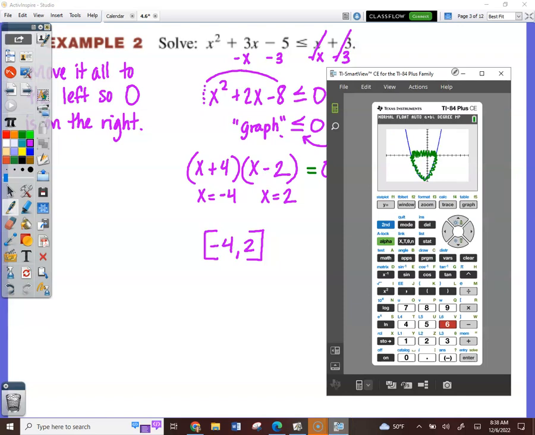So my answer is -4 to 2. Now, what if you were nervous about that? What if you thought, I don't know if that's actually right. Pick 0 and test it. As long as it's not one of your critical points, you can test it. Plug 0 in right here. I'd end up with -8 is less than or equal to 0. True or false? True. And 0 is in between that solution set, which means I have the right answer.